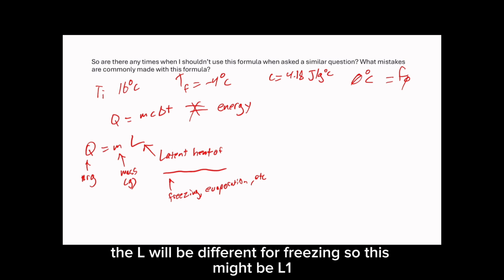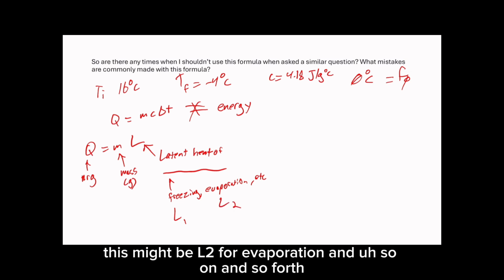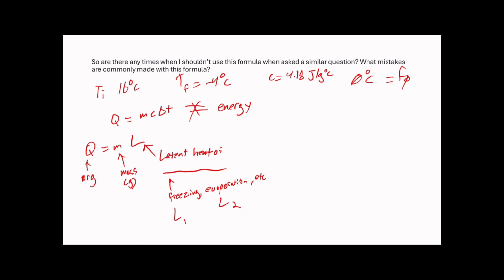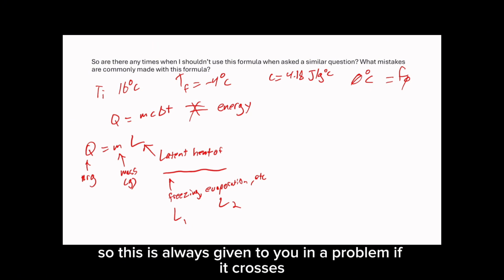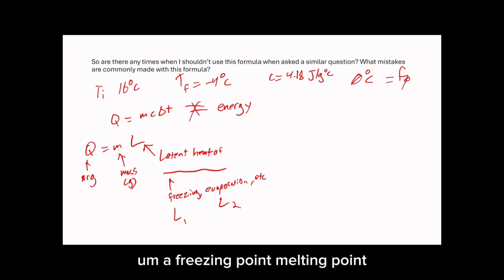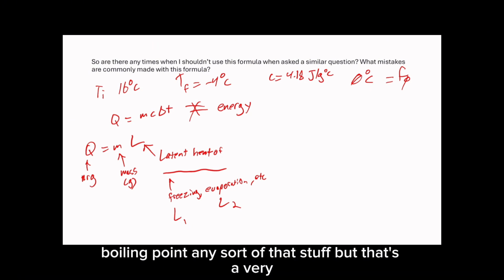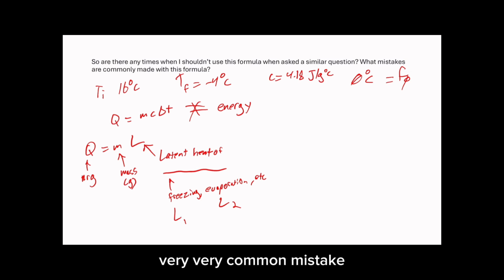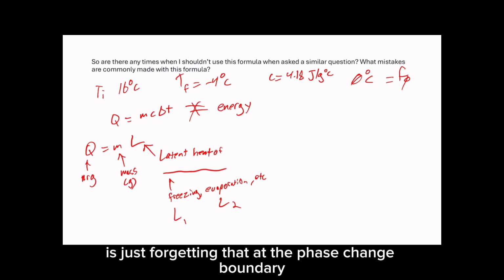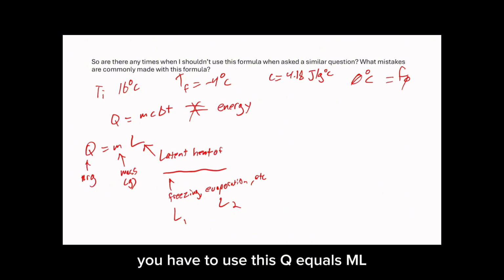The L will be different for freezing. So this might be L1, this might be L2 for evaporation, and so on and so forth. This is always given to you in a problem if it crosses a freezing point, melting point, boiling point, any sort of that stuff. But a very, very common mistake is forgetting that at the phase change boundary, you have to use this Q equals mL. It's a very simple formula to use, but if you don't, you're going to be in trouble.